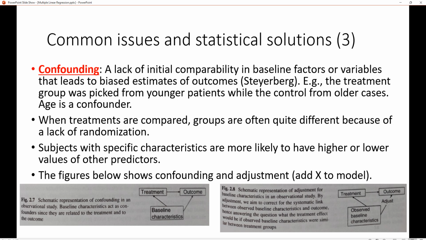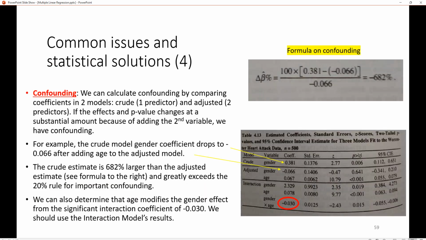The figures below show confounding and adjustment. And on the right side, we can say that we adjust. That could be the solution, that we add these variables into our model so that we balance them. Because we can't balance them before they came into the hospital, we can balance them mathematically. We can balance those effects through regression.